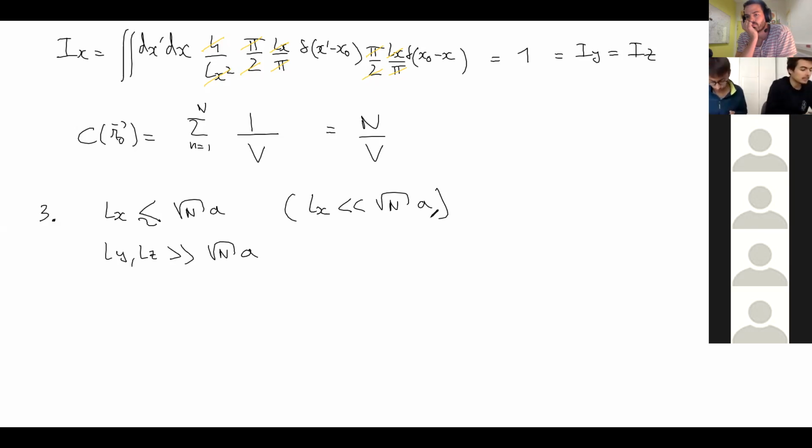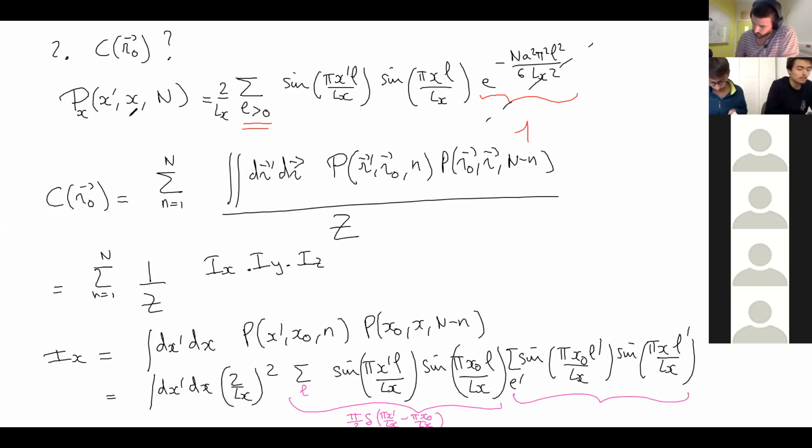Because when we look at the expression of px prime xn, the dominating terms in the exponential are the ones with a smaller l. So that is correct. So instead of having this expression going to 1 because NA squared is very small compared to the box, we are in the reverse situation where now this is very large. If you want, this number NA squared over LX squared becomes very large. So it's, let's say, infinite. Minus infinite in an exponential provides something really vanishing, okay?